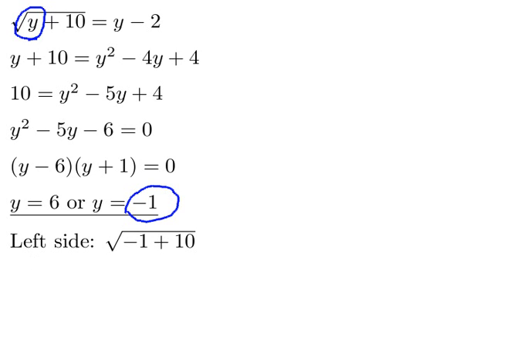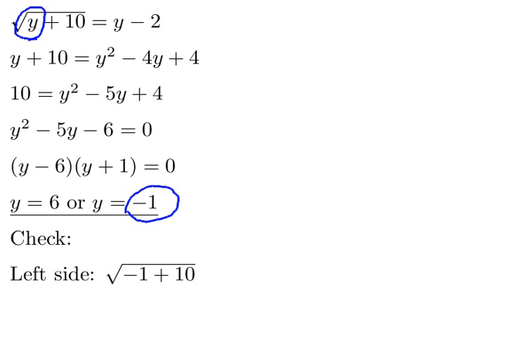And we're checking, and I forgot to put that too. So we're checking the left side. So square root of negative 1 plus 10, that's going to equal the square root of 9, which is going to equal 3. Okay, so the left side is equal to 3. Now let's try the right side.